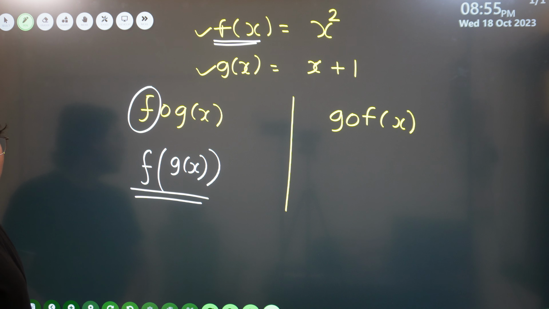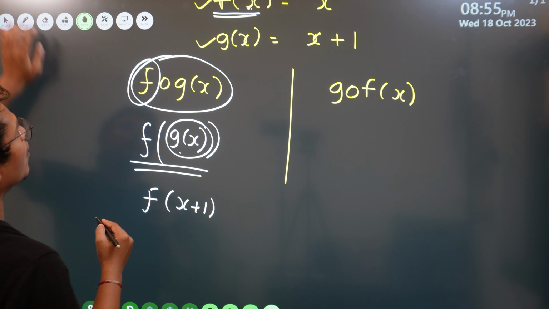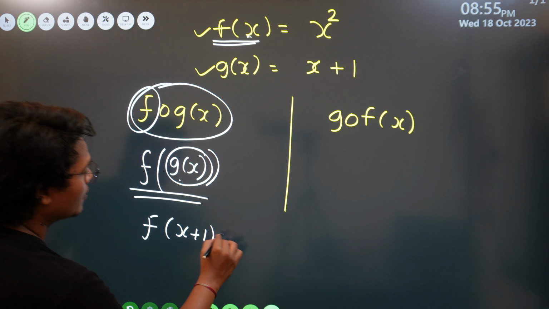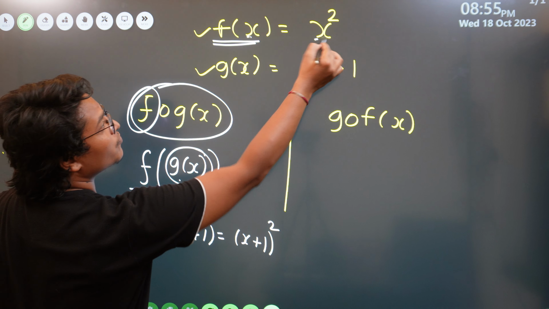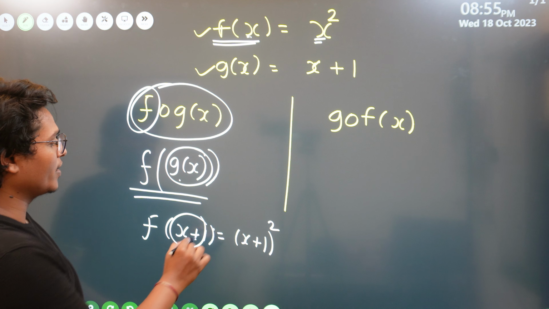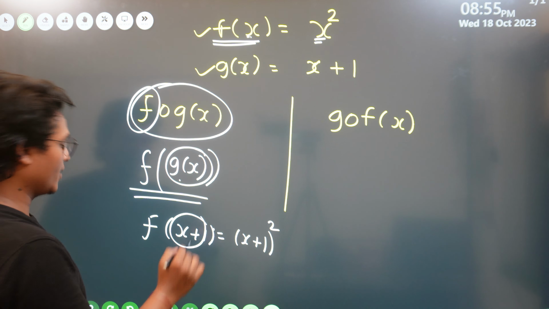So what is my g of x? x plus 1, correct? So my original function will also be replaced by x plus 1 squared. See, x will be replaced by x plus 1. Getting it or not? I don't get how x will be replaced.